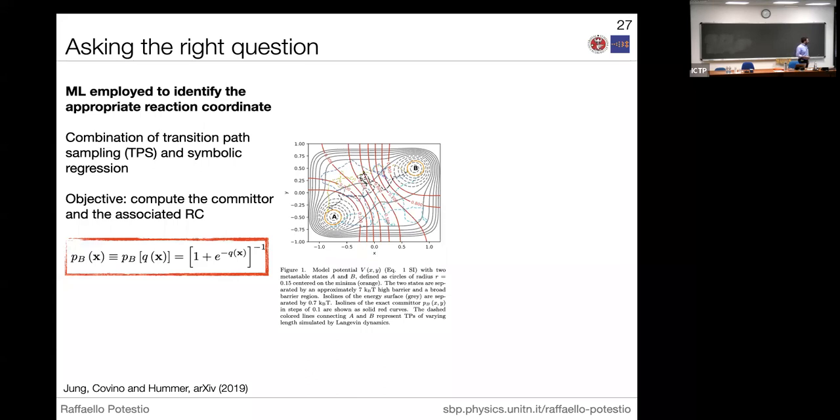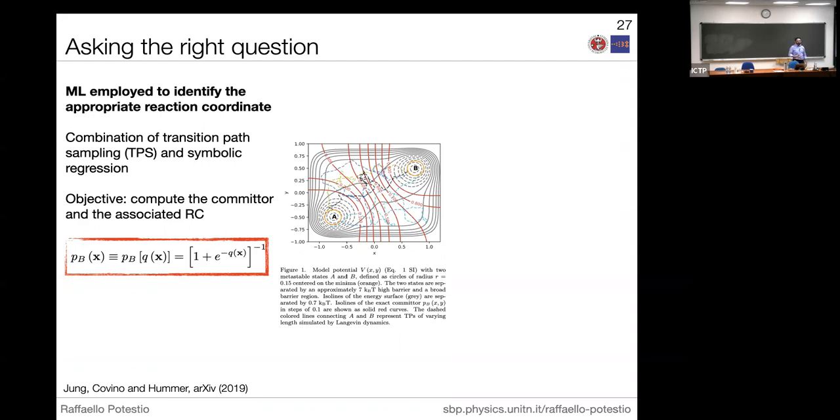In general, the most sensible coordinate to study a transition from one configuration of the system, from one state of the system to another, is the committor. The committor is a function that takes the configuration of the system as an input, and based on that, it tells you what is the probability that you go in the state of the products. So let's say classifying these two states as the reactants and the products state. So what you want to have is the description of the system in terms of the probability of going towards the products, starting from a particular point in the configuration space.